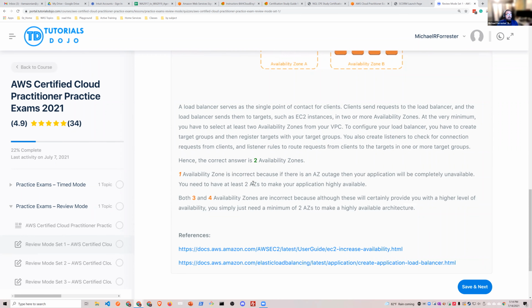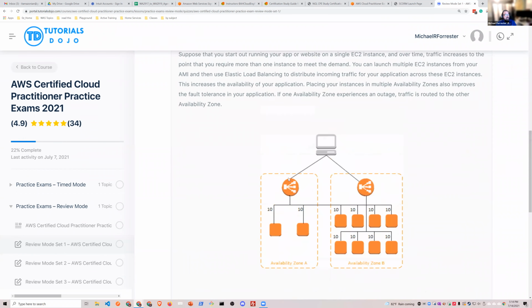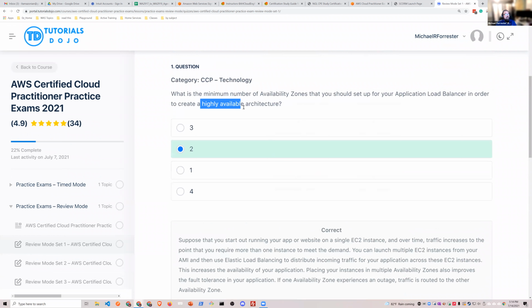It'll tell you one availability is wrong because if there's an outage, which could happen along the availability zone, then you need 2 to make it highly available. 3 and 4 is incorrect because they will provide you with fault tolerance, but you only really need 2. And so 3 and 4 is overkill, unless you've got business continuity rules that say 3 or 4, but they don't say that. They just say highly available. To meet highly available, according to the question, you just need 2.